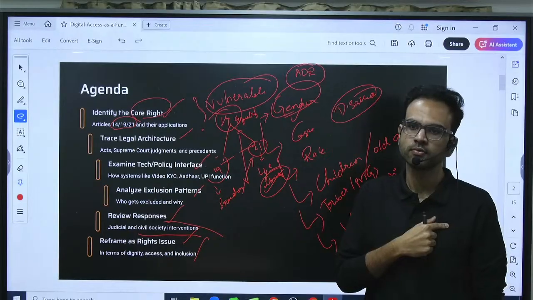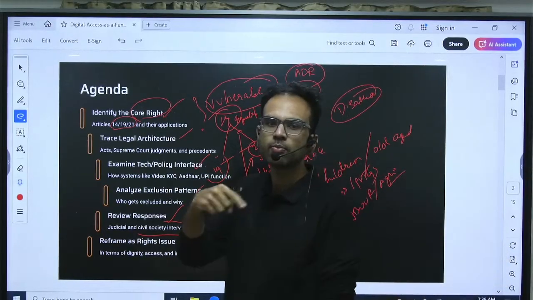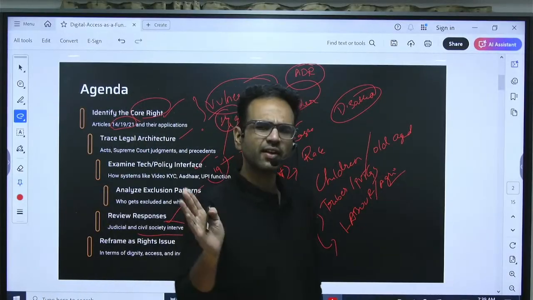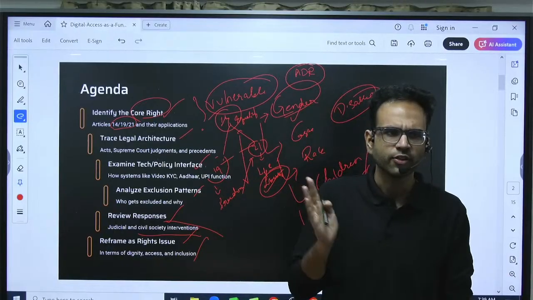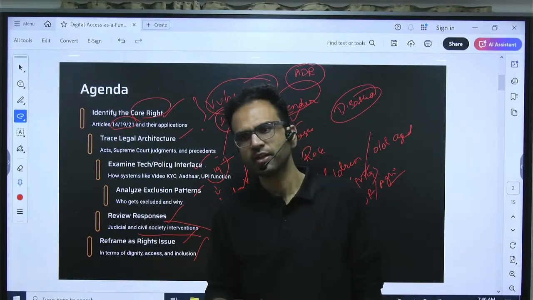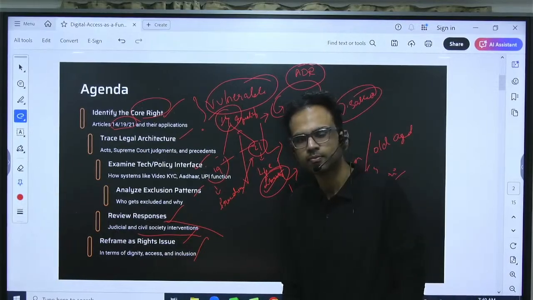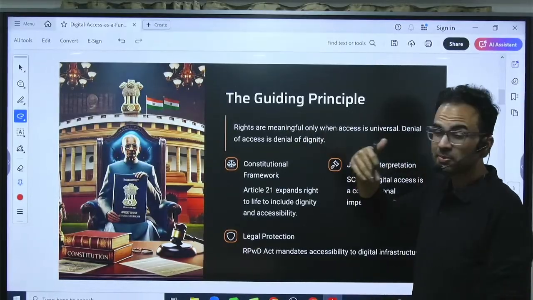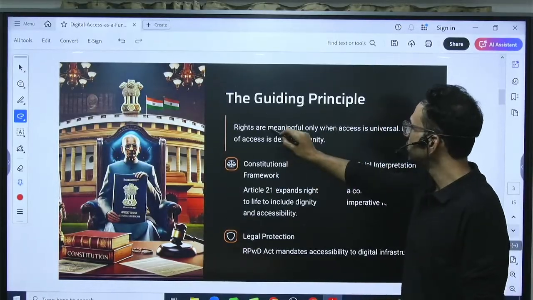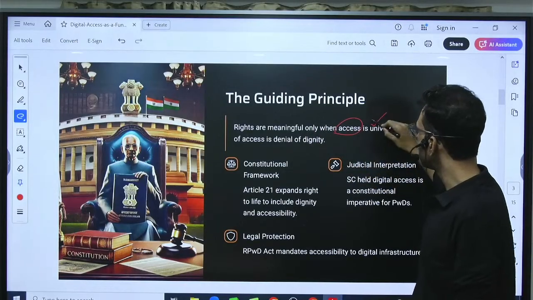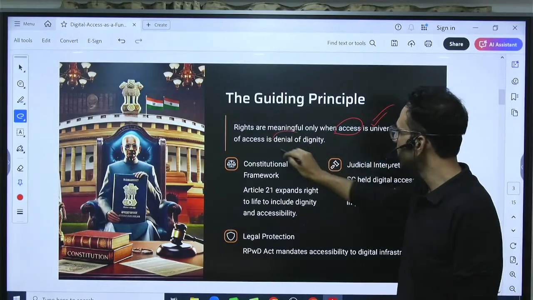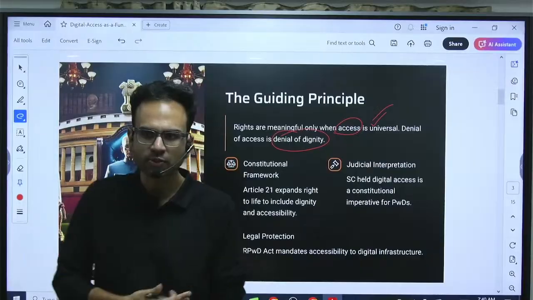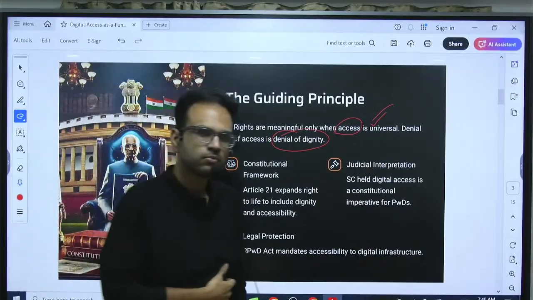All right. This is how we are supposed to look at fundamental rights issues. Any article, any current affairs issue that must have come in the news will have the same structure. Clear? All right. Now, let's see. What is the guiding principle in the context of this article? Rights are meaningful only when access is universal. Denial of access is denial of dignity. Do I have to explain this? Is it self-understood? That's what we have been discussing right now. That is a core principle.